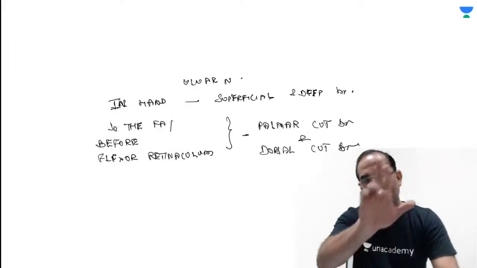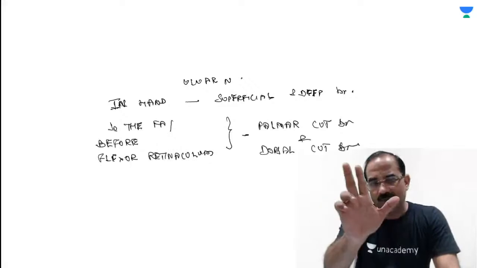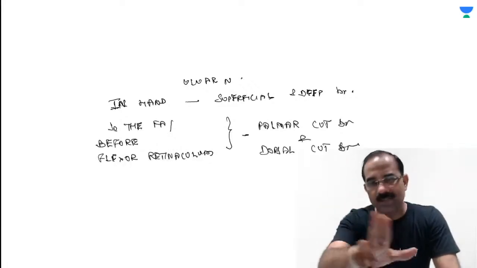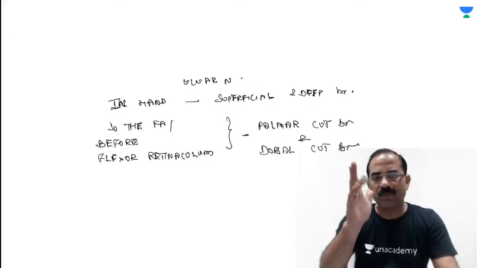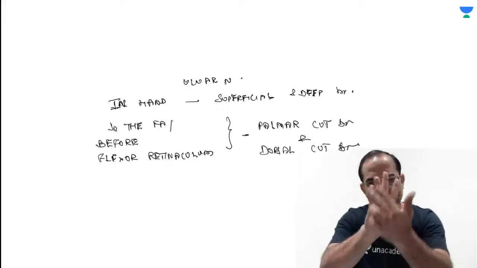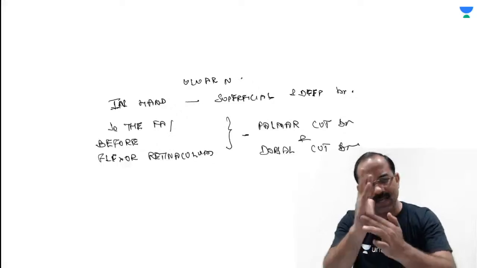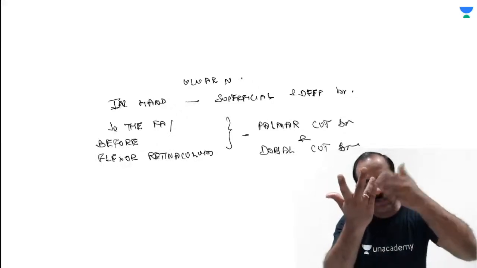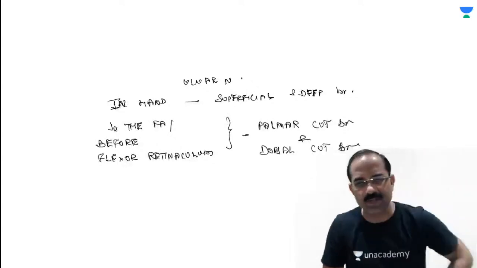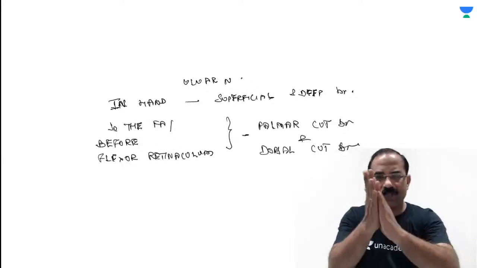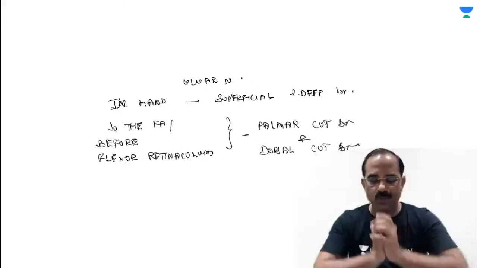You get a claw hand of the last 2 digits. Last 2 digits ka claw hand hoga. Plus this is the deep branch involvement. The superficial branch. What does the superficial branch supply? The superficial branch will supply 1.5 fingers on the palmar aspect and 1.5 fingers except the proximal phalanges on the dorsal aspect. So this much motor and this much sensory loss is going to be there.